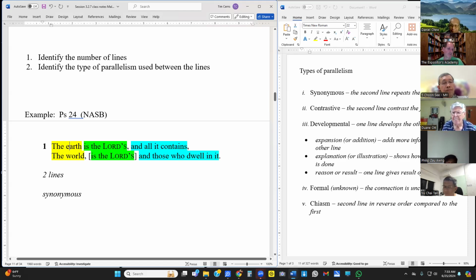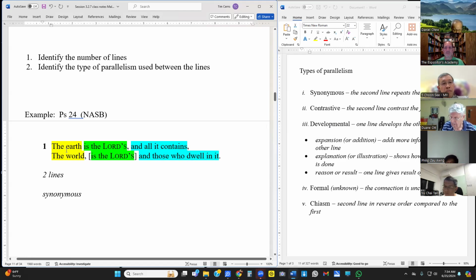All right. Now synonyms are used: earth and world, all it contains, those who dwell in it. Now sometimes in a synonymous parallelism, you may have a particular difference here, like all it contains likely is referring to everything on the earth. But then the second line, he has a particular focus, those who dwell in it.